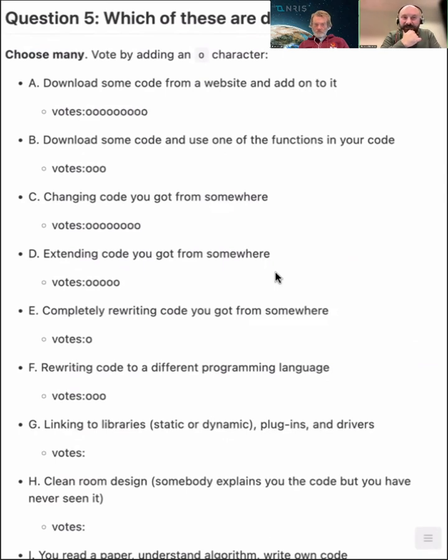So we can see that A is getting lots of traction: download some code from a website and add onto it. Yeah, A and B, I do a lot. Also what we said at the beginning, changing code you got from somewhere. Because maybe, like you mentioned, you help some researcher and give them a snippet.